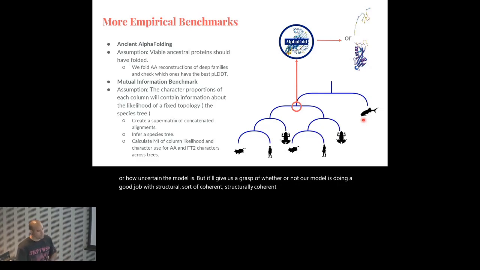And then the second one, we're going to make a big species tree with a concatenated alignment and go over each column likelihood and see whether or not the proportion of character states in each column is informative for our tree likelihood. So we're looking at the mutual information between our character set and our tree likelihood for a tree that we believe in, in this case, the species tree.